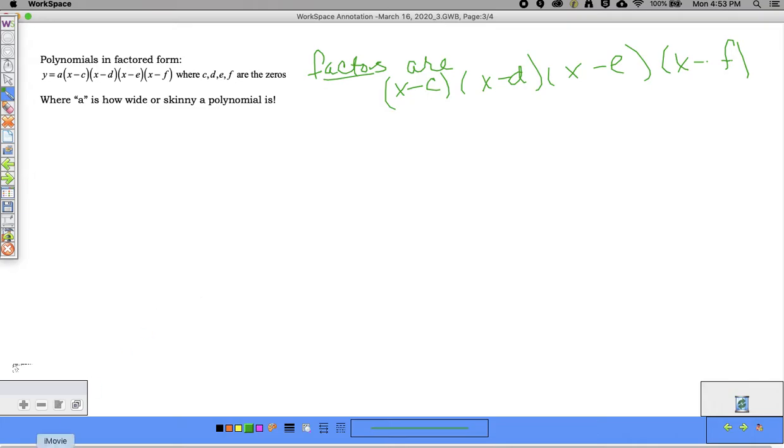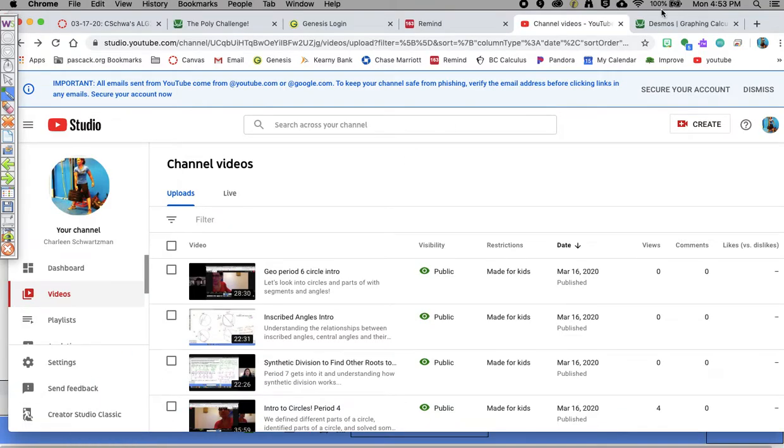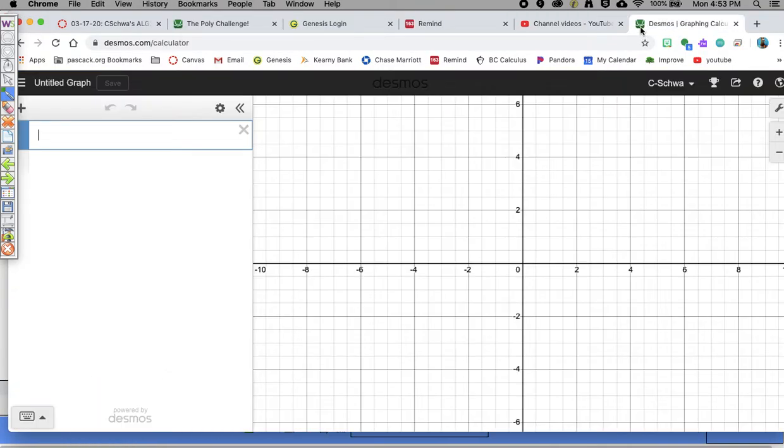So what we're going to do now is jump over to Desmos. I want to type in something in factored form to help you understand how cool things are. If we start off with y is equal to x to the 3rd power, I hope you all remember that it looks like that funky, curvaceous curve. It's not a tangent. It's a cubic function.